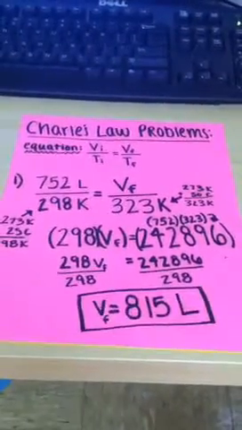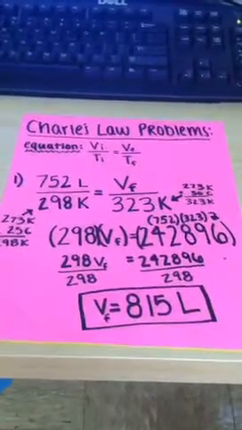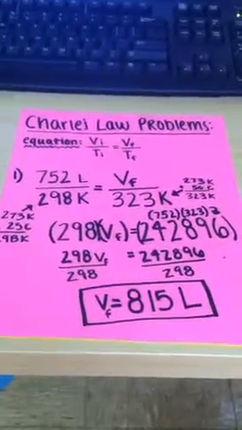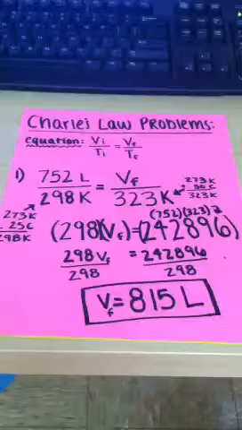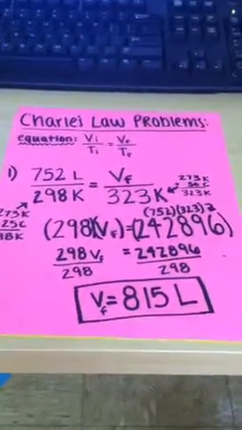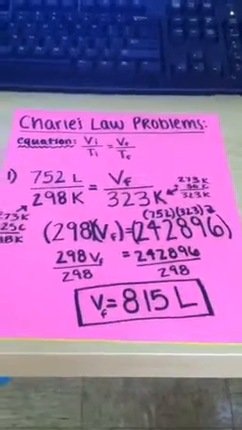Here is an example of the Charles' law problems. For the equation, it's Vi divided by Ti equals Vf divided by Tf. In this equation, the Vi is 752 liters, the Ti is 25 degrees Celsius, the Vf is unknown, and the Tf is 50 degrees Celsius.